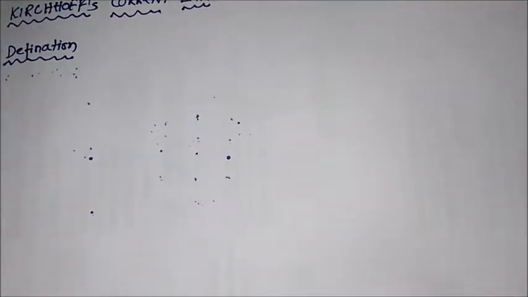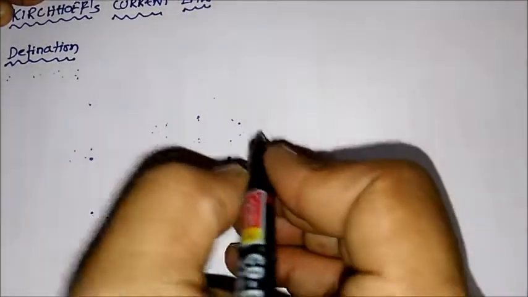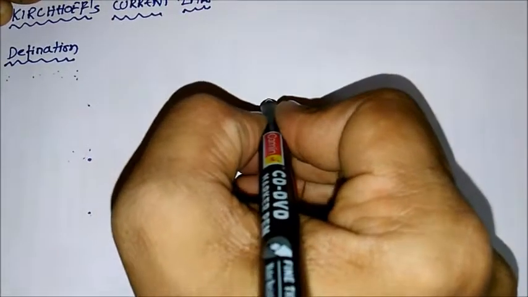Hi everyone, today we'll see what exactly Kirchhoff's current law is. Kirchhoff's current law is defined as: the sum of the currents entering any node is equal to the sum of the currents leaving that node. That means, if I am taking a node here, for example, one node.